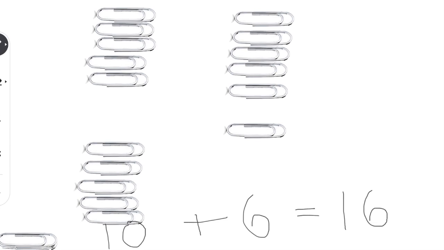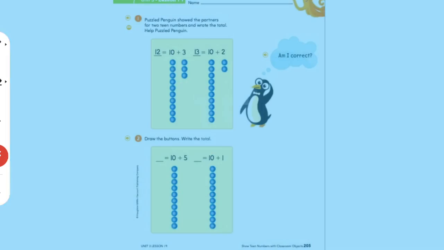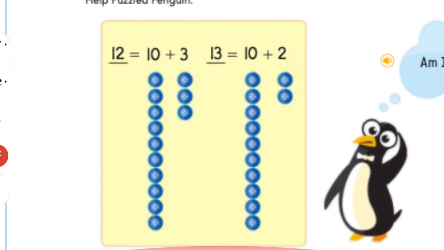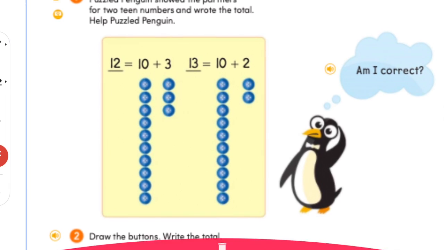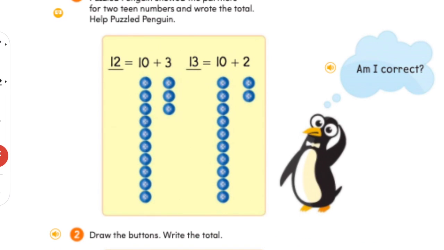I hope you yesterday were representing numbers with fun things you found at home. Yesterday we did it with pencils. Today we saw some paper clips. And now Puzzle Penguin needs our help. Puzzle Penguin was having his own buttons that he was representing. Look at how confused he looks. Can you show me your confused faces? Oh, that does look confusing.